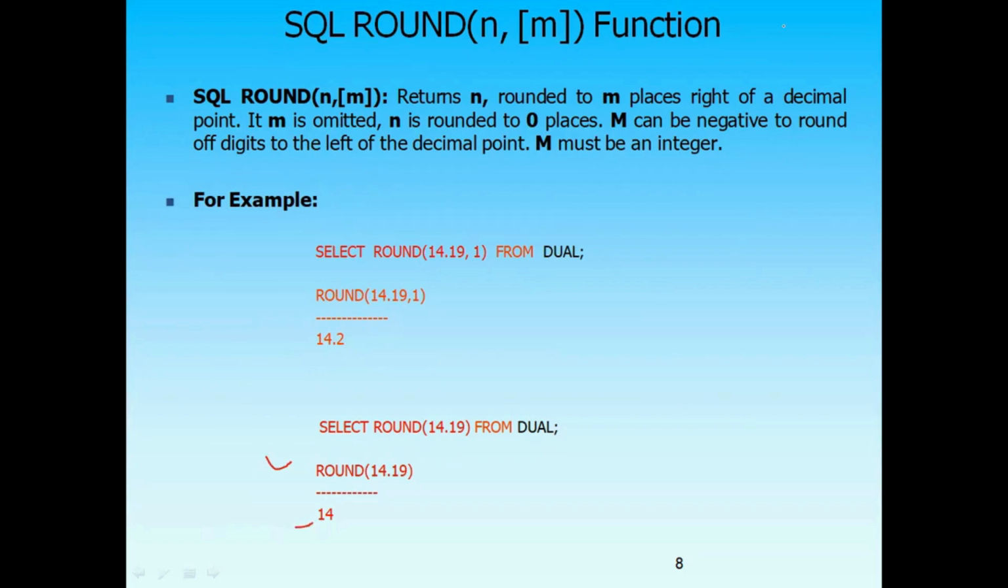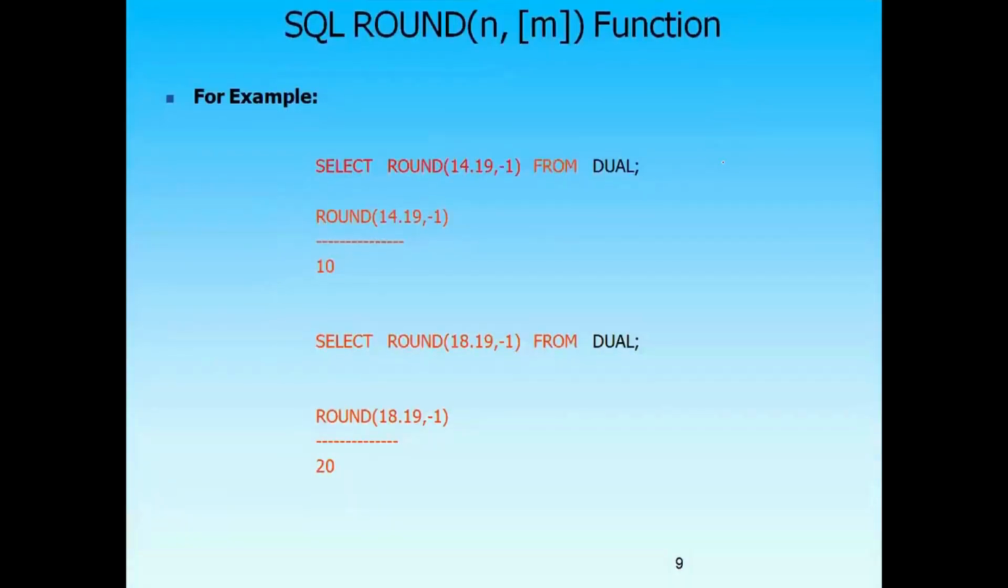Here, if you see, it returns n rounded to m places of the decimal point. If m is omitted, then n is rounded to 0 places. And m can be negative to round off digits to the left of the decimal point. You can remember m must be an integer. This is another example of the round function: SELECT ROUND(14.19, -1). If it is less than 15, then it will return 10, and if it is greater than 15, 20, right? Because 18 is near to 20 and 14 is near to 10 here.